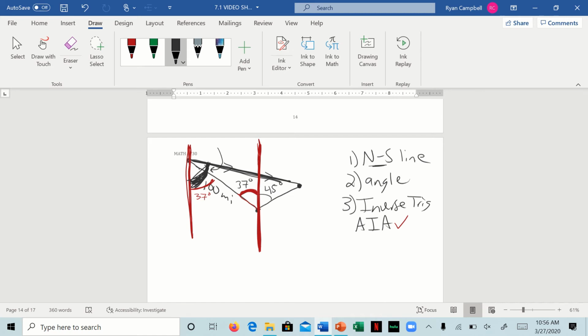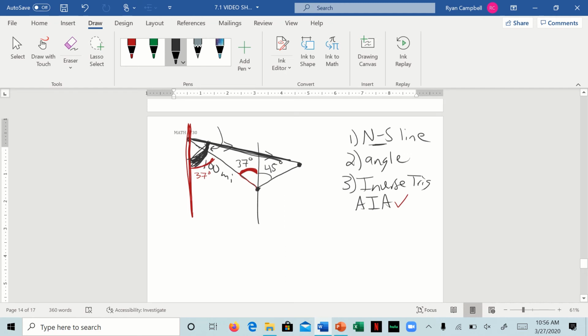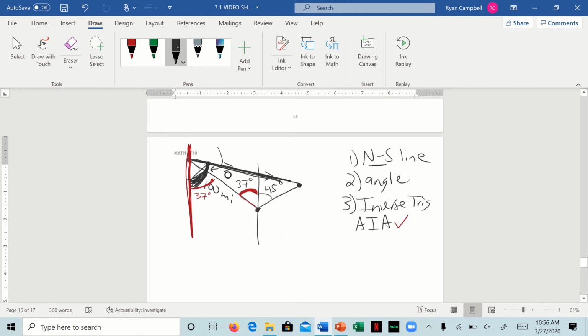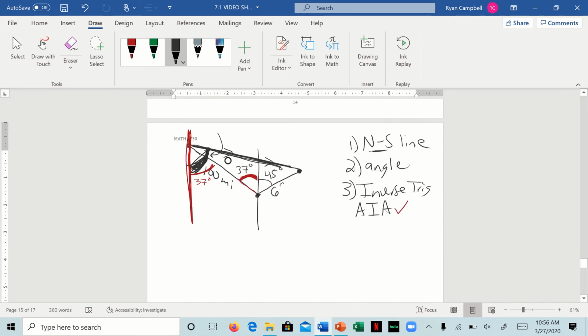And that's where inverse trig comes into play. Inverse trig is going to be with the triangle. So here's our big triangle. We also know that this was 68, I think. Yeah, this was 68 miles, excuse me. Good. So we know that this whole angle right here, if we add that up, 37 plus 45, we end up with 82 degrees. So if you want to rewrite it, this angle is 82 degrees.